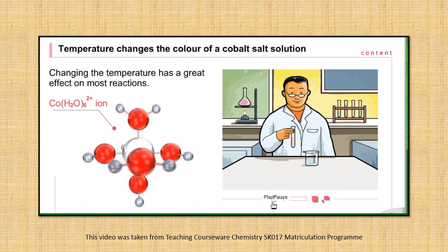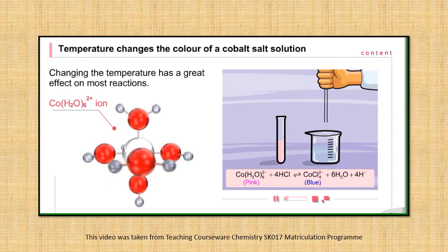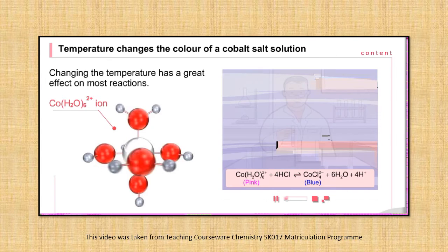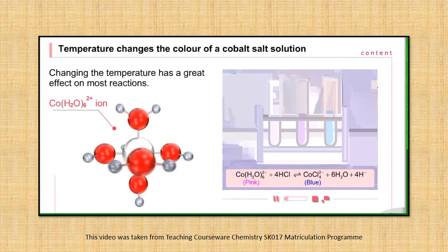A solution of cobalt-2 nitrate contains hexaaquocobalt-2 ions, which are pink in color. When some hydrochloric acid is added to the solution, the equilibrium shifts to the right. When equilibrium is established, the solution becomes violet in color. An equilibrium exists between the pink hexaaquocobalt-2 ions and the blue tetrachlorocobalt-2 ions.